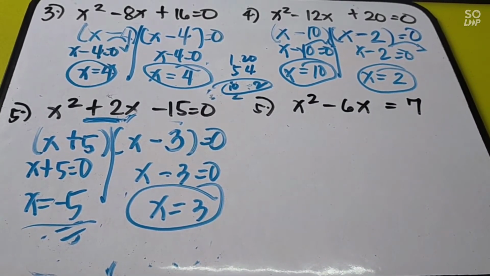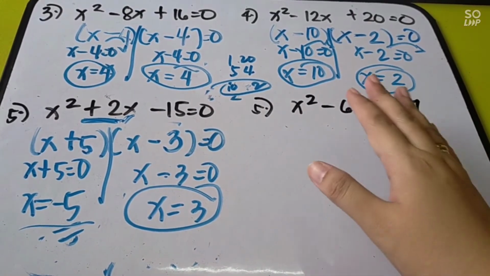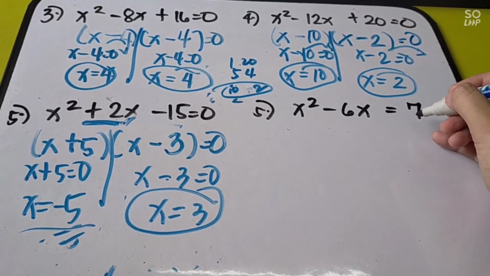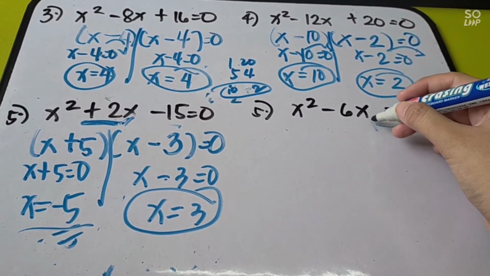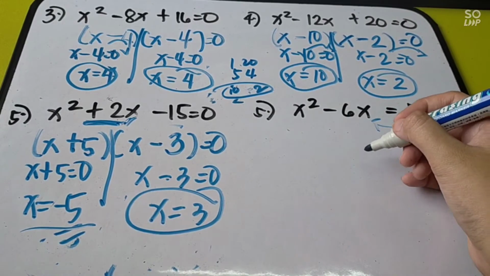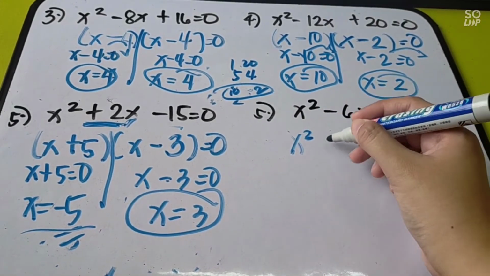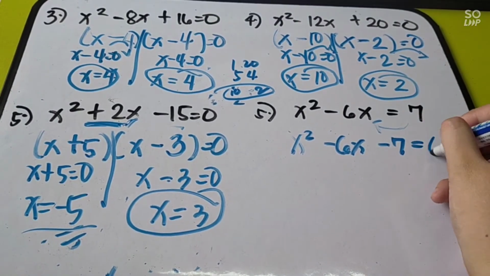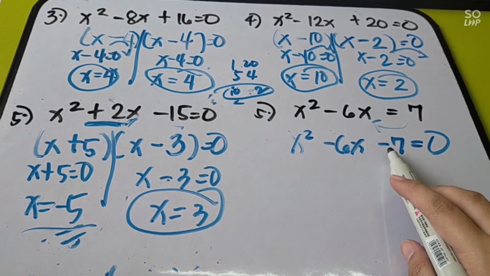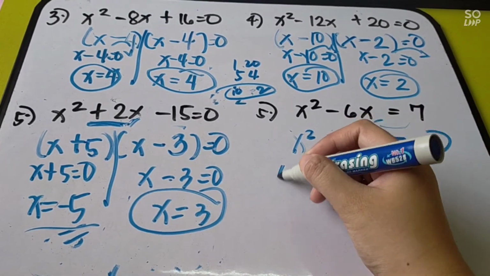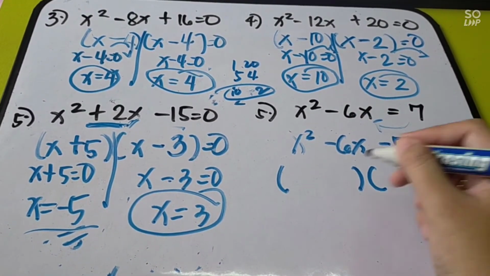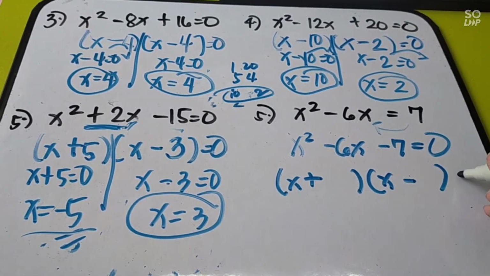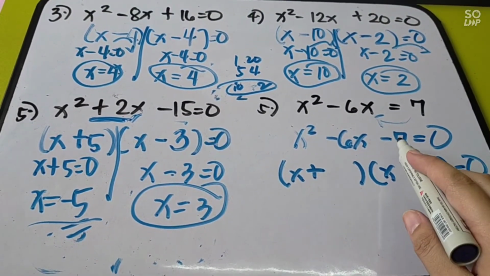So, sabi ko sa inyo kanina, kailangan lahat ng inyong term ay nasa left side. So, since this one, yung 7, yung constant term natin ay nasa right side, we are going to transpose para maging equate natin ay 0. So, x squared minus 6x, then it becomes minus 7 equals to 0. As you can see, negative ulit yung ating constant term. Therefore, ang magiging factors mo ay x isang positive, x isang negative, equals to 0.